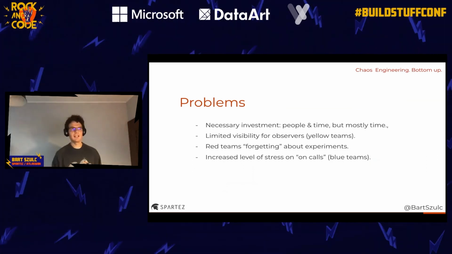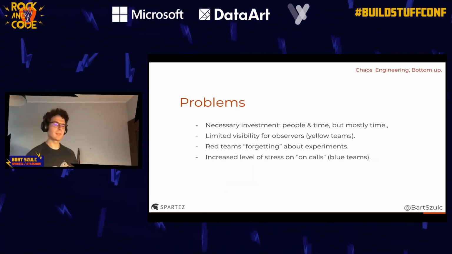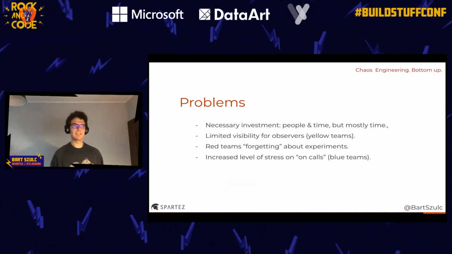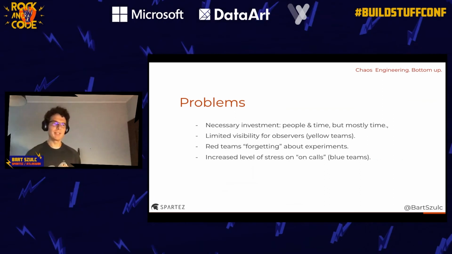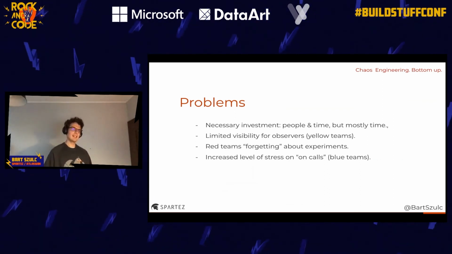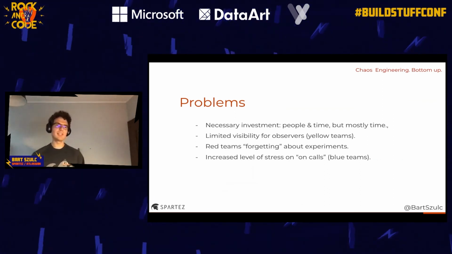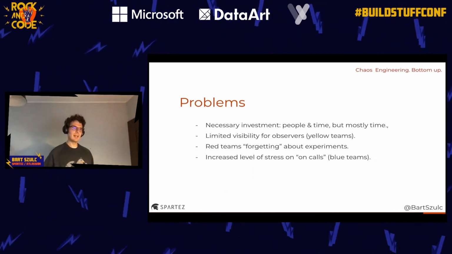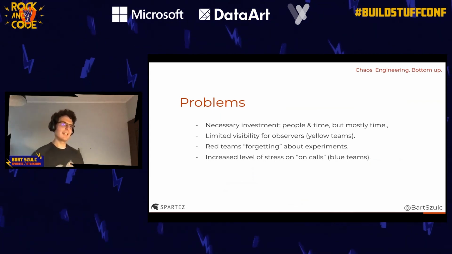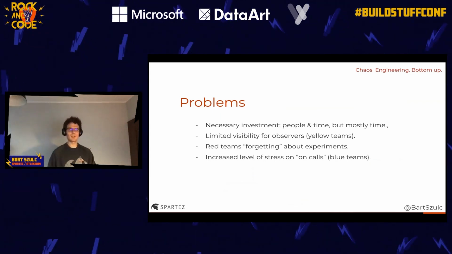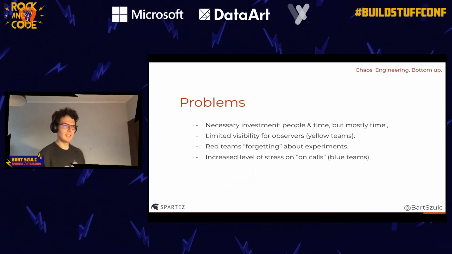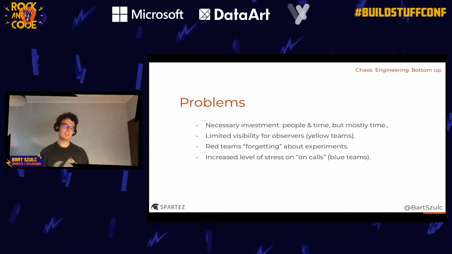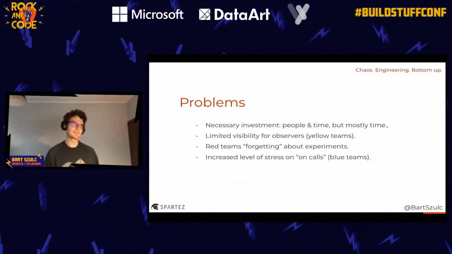When it comes to problems, definitely there is a lot of necessary investment, right? You need a lot of time and a lot of people. Sometimes it happens that the red teams forget about experiments. So they run an experiment, forget about monitoring the side effects of the experiment, monitoring the steady state, and just leave it up to the blue team. Most of the time, this definitely could work because the blue team should be prepared to handle any kind of situation, but it's the red team's responsibility to keep watch over experiments.